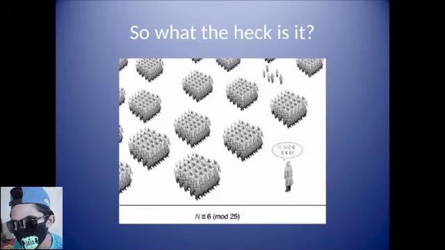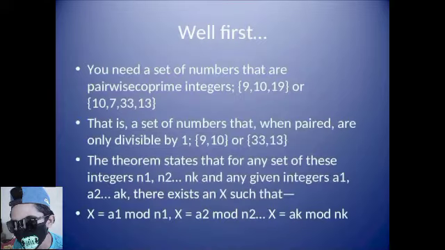So what the heck is it? Well, first, you need a set of numbers that are pairwise coprime integers, such as 9 and 10, or 7, 33, and 13. That is a set of numbers that, when paired, are only divisible by 1, as with 9 and 10, or 33 and 13.